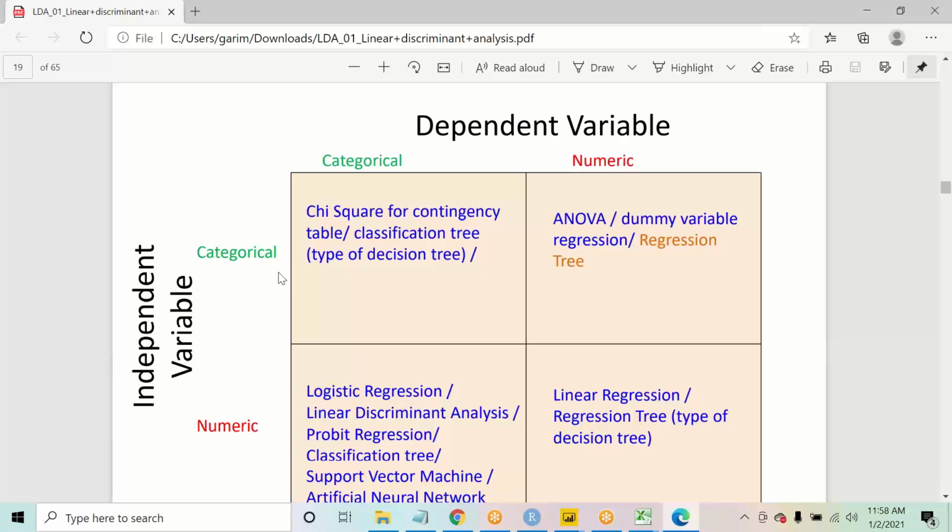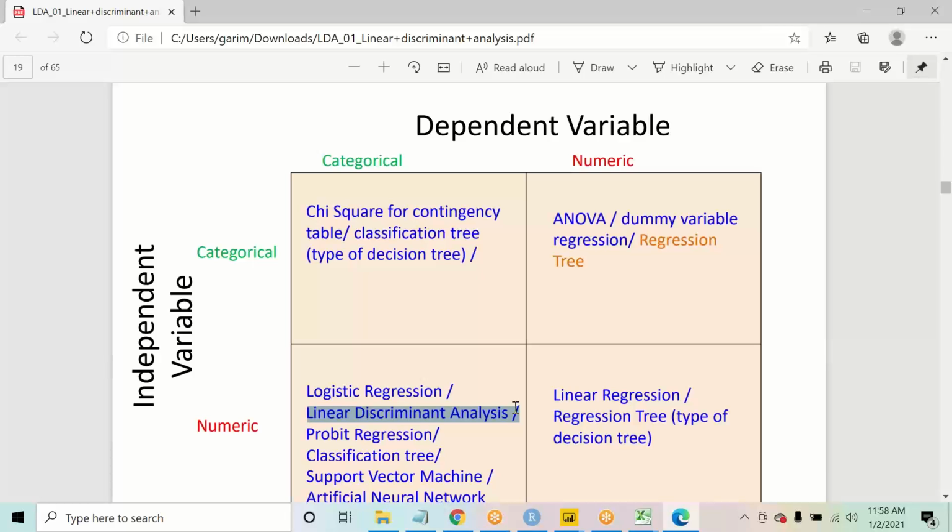If your data is categorical and what you have to predict is numeric, you should be using a regression tree. So LDA is something you should use when your independent variables are numeric but the predictions are categorical. That is where linear discriminant analysis will be very, very useful for all of you.